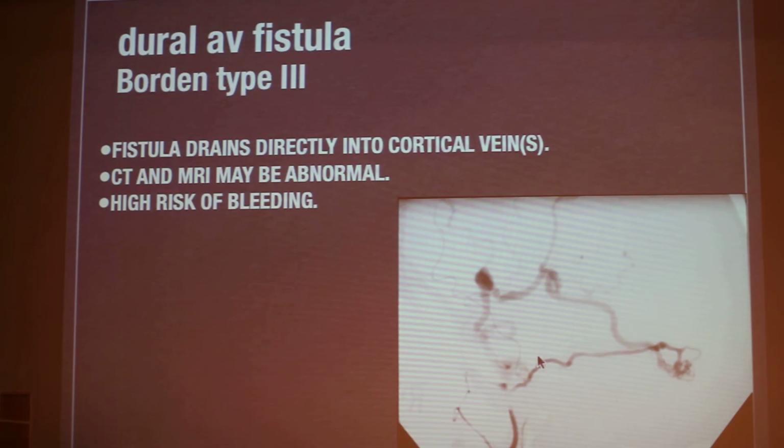This is the type 3, in which you see the middle meningeal artery causing a shunt that drains straight into the cortical veins. There's nothing in between, there's no sinus that takes this blood. This is the most aggressive type you can get, and we say that the risk for hemorrhage in this situation is about 10% per year.